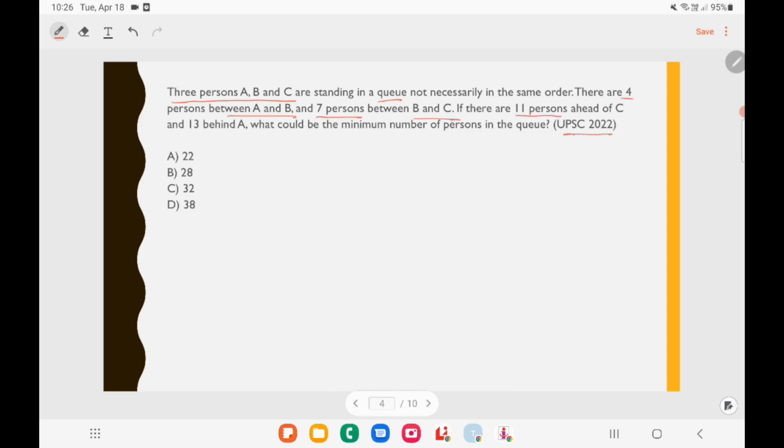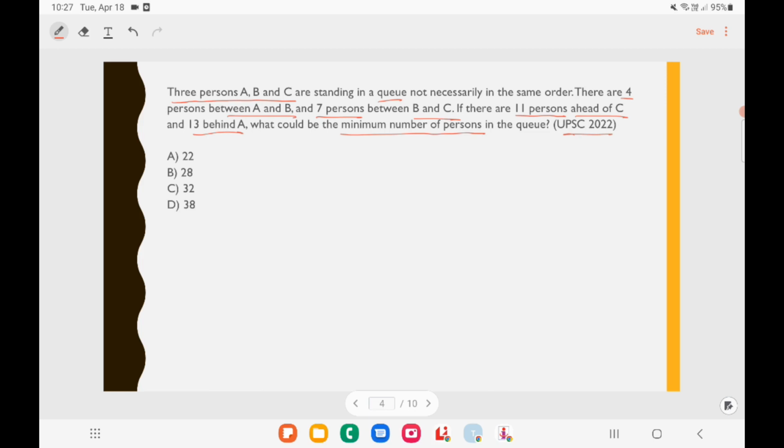If there are 11 persons ahead of C and 13 behind A, what could be the minimum number of persons in the queue? So if you read this question, the question says what could be the minimum number of persons in the queue. That means there could be many possibilities here. Okay, and the question has asked what is the minimum among that possibility. So here I will tell you how you need to approach this question.